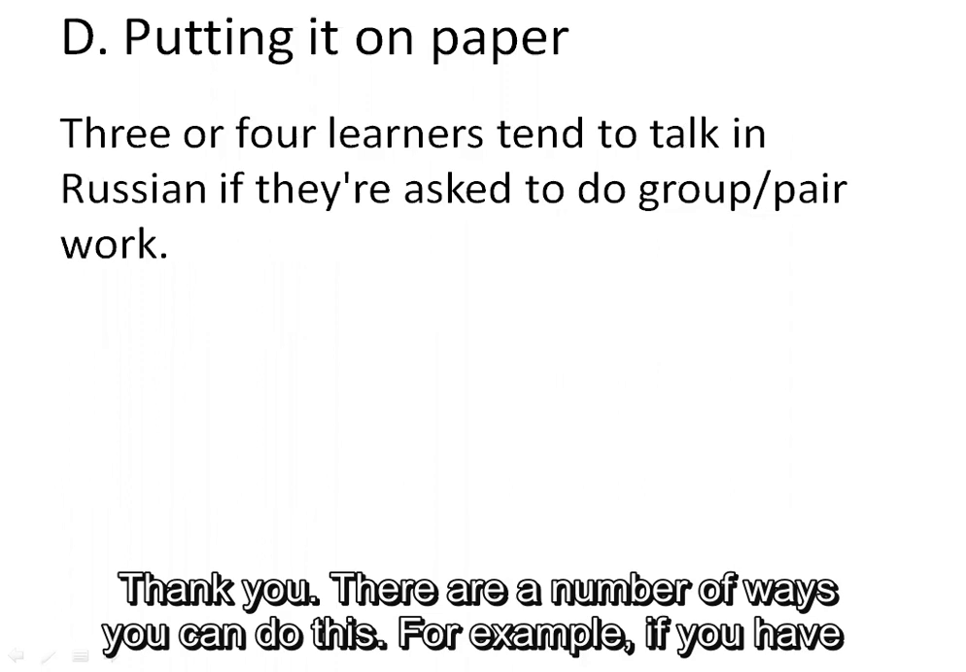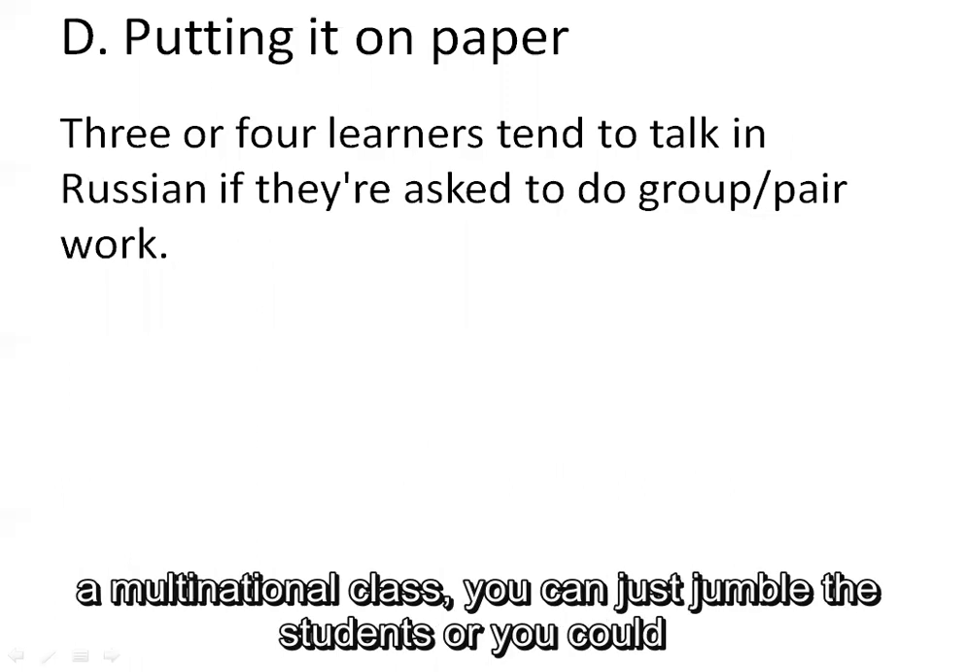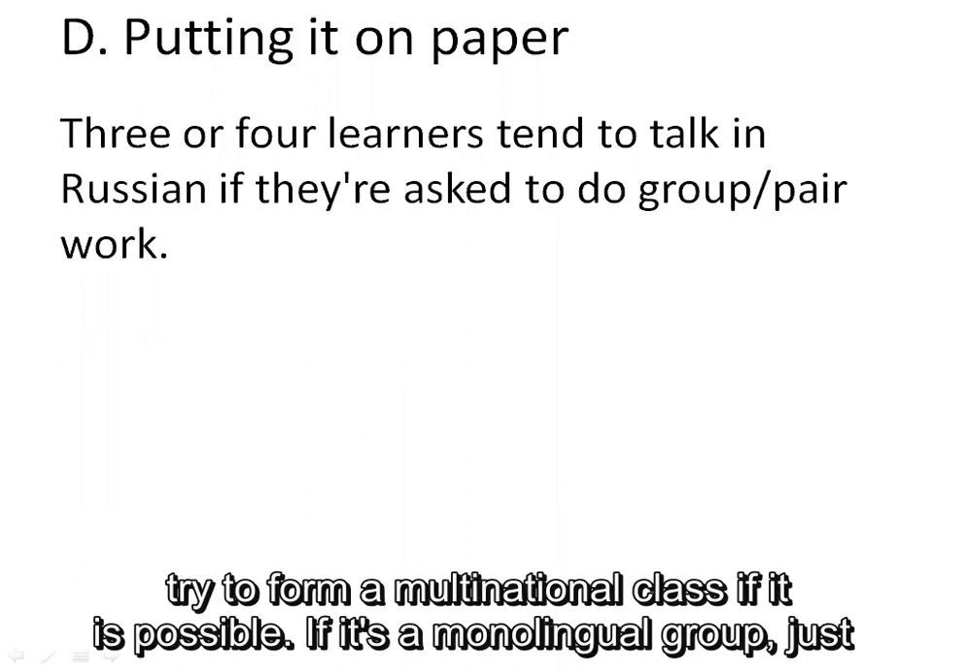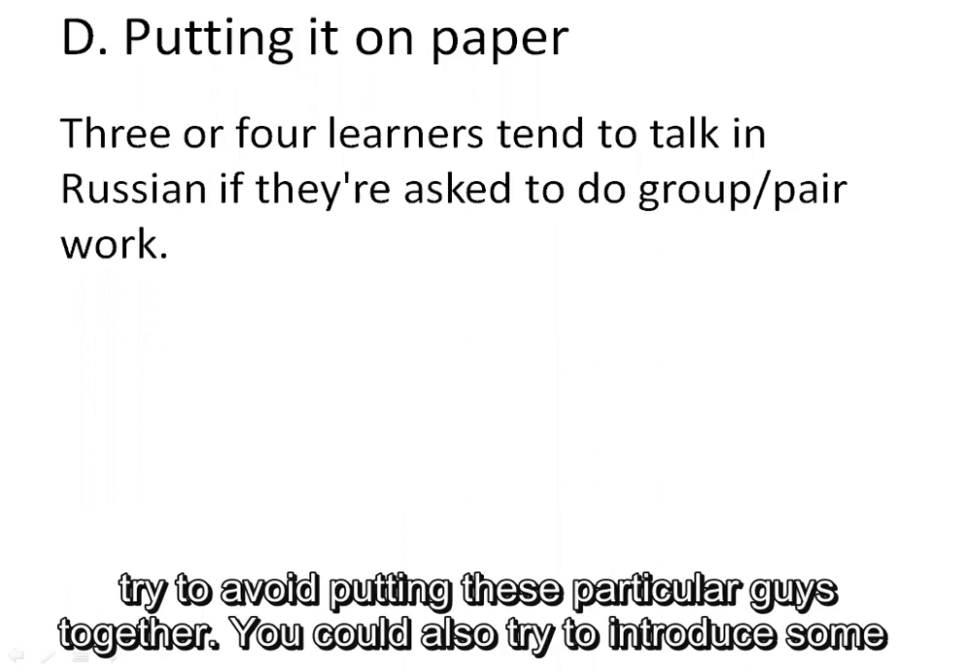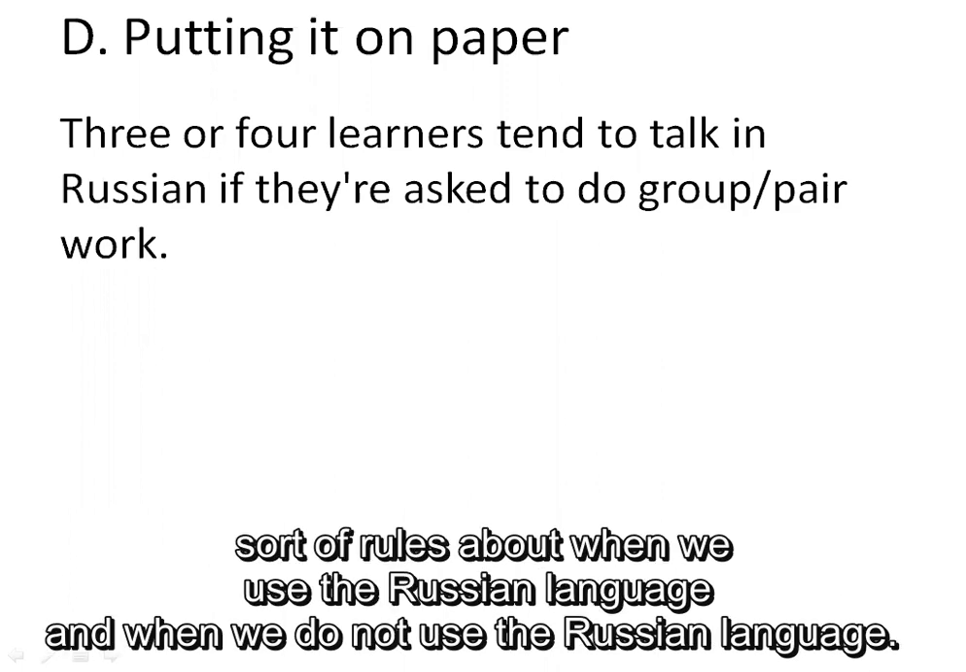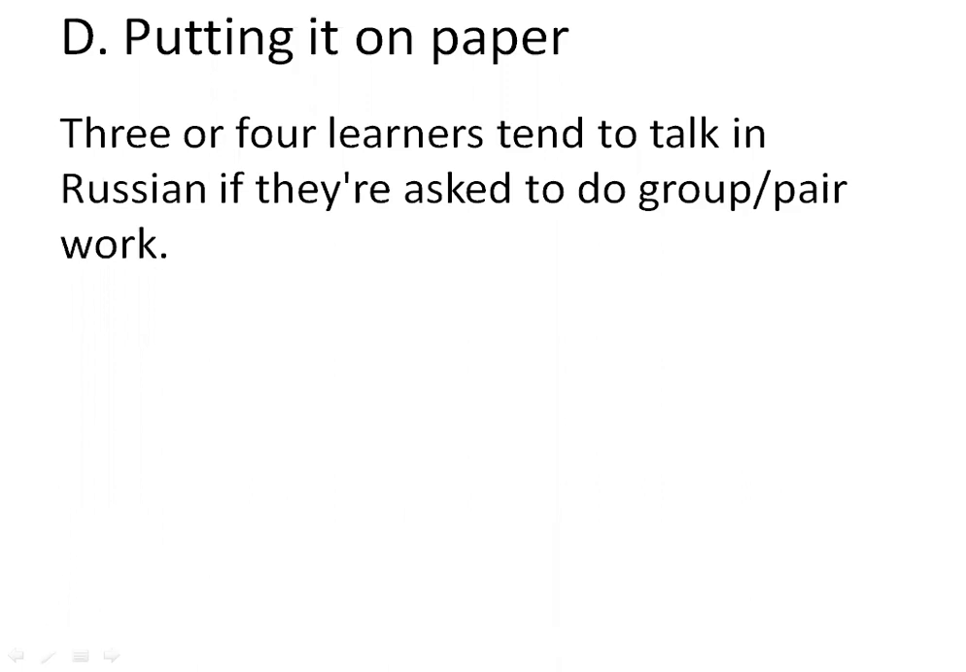there are a number of ways you can do this. For example, if you have a multinational class, you can just jumble the students, mingle the students more, or you could try to form a multinational class if it is possible. If it's a monolingual group, just try to avoid putting these particular guys together. You could also try to introduce some sort of rules about when we use Russian language and when we do not use the Russian language.